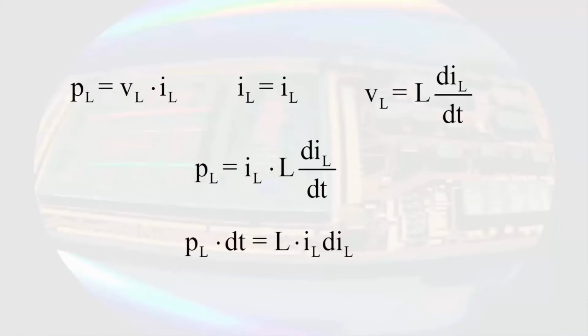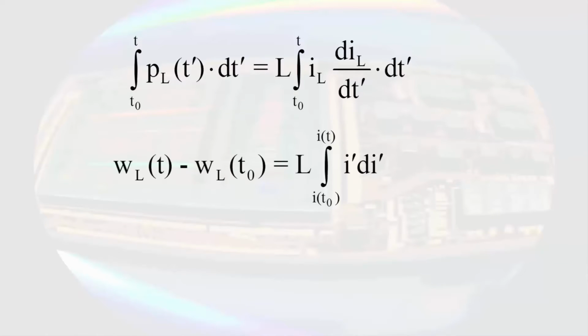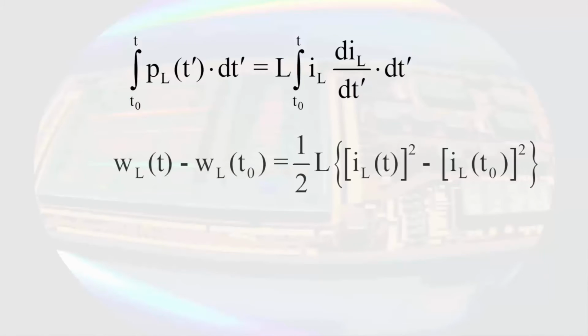Applying dt to both sides, we can then integrate the power on the left side with respect to time and the current on the right side with respect to current. From this, we get the difference in energy between the time we're interested in and the initial time is equal to 1/2 times the inductance times the difference of the currents squared. That is not only difficult to say, it's difficult to look at. So we usually write the energy stored as 1/2 times the inductance times the square of the inductor current.